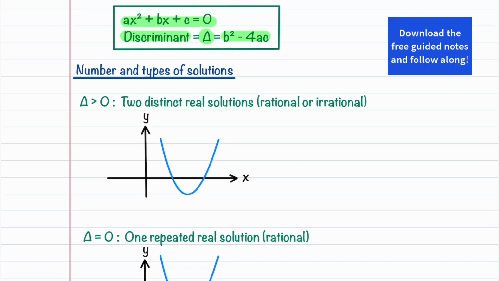If the discriminant, or delta, is greater than 0, then you're going to have two distinct real solutions, and they can either be rational or irrational. This means that the graph of the quadratic equation, which is just a parabola, will cross the x-axis at two different points.